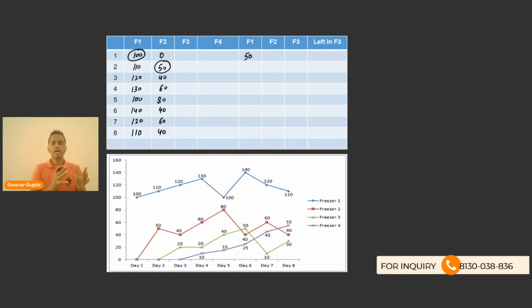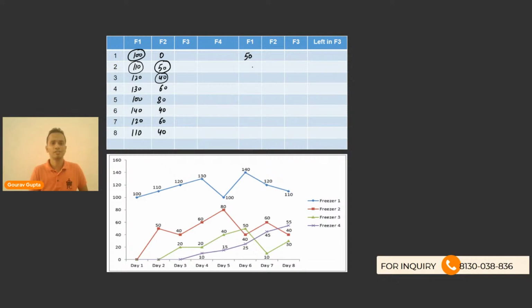So on first day, there were 100 tubs in freezer 1, right? And on the second day, there are 50 tubs in freezer 2. So I can say that 50 tubs are shifted from freezer 1 to freezer 2. So number of tubs sold on the first day from freezer 1 will be 100 minus 50, that is 50. So likewise, I can write the number of tubs sold from freezer 1 on every day. Second day, it will be 110 minus 40. Number of tubs at the beginning of the day in freezer 1, and number of tubs at the beginning of day 3 in freezer 2.